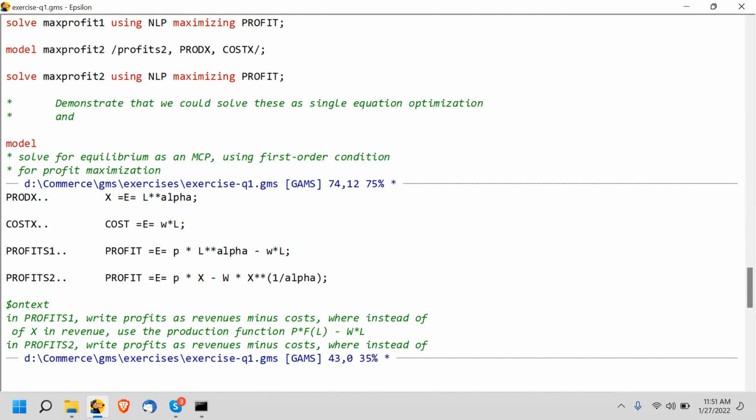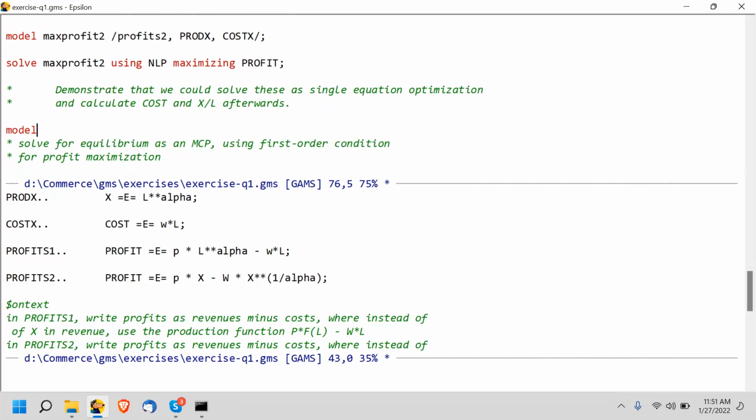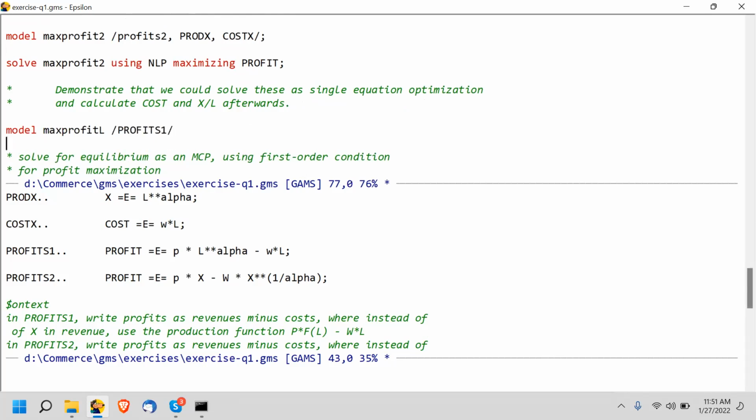And compute, calculate cost and X or L afterwards. So let me just do that. I'll say max profit L, and that's going to be profits 1, because that's the equation that involves only L. And I'm going to say max profit X, and that's going to be profits 2.